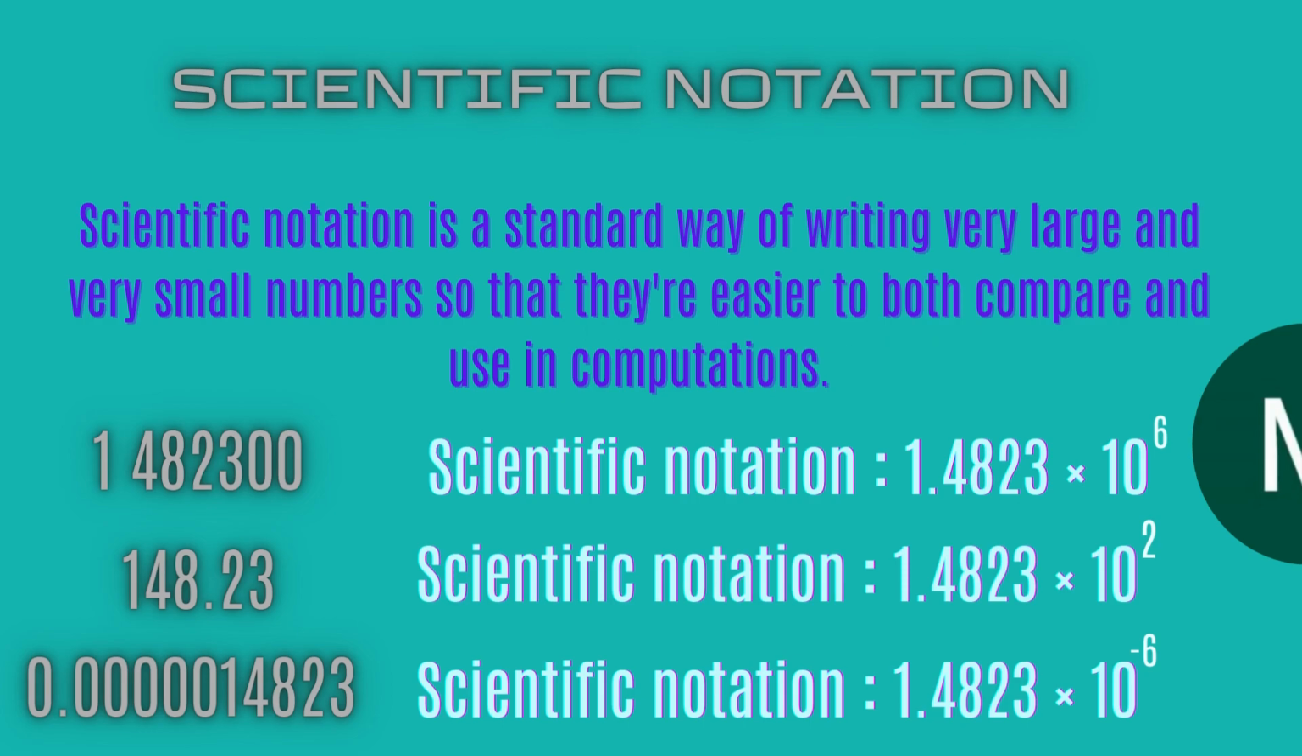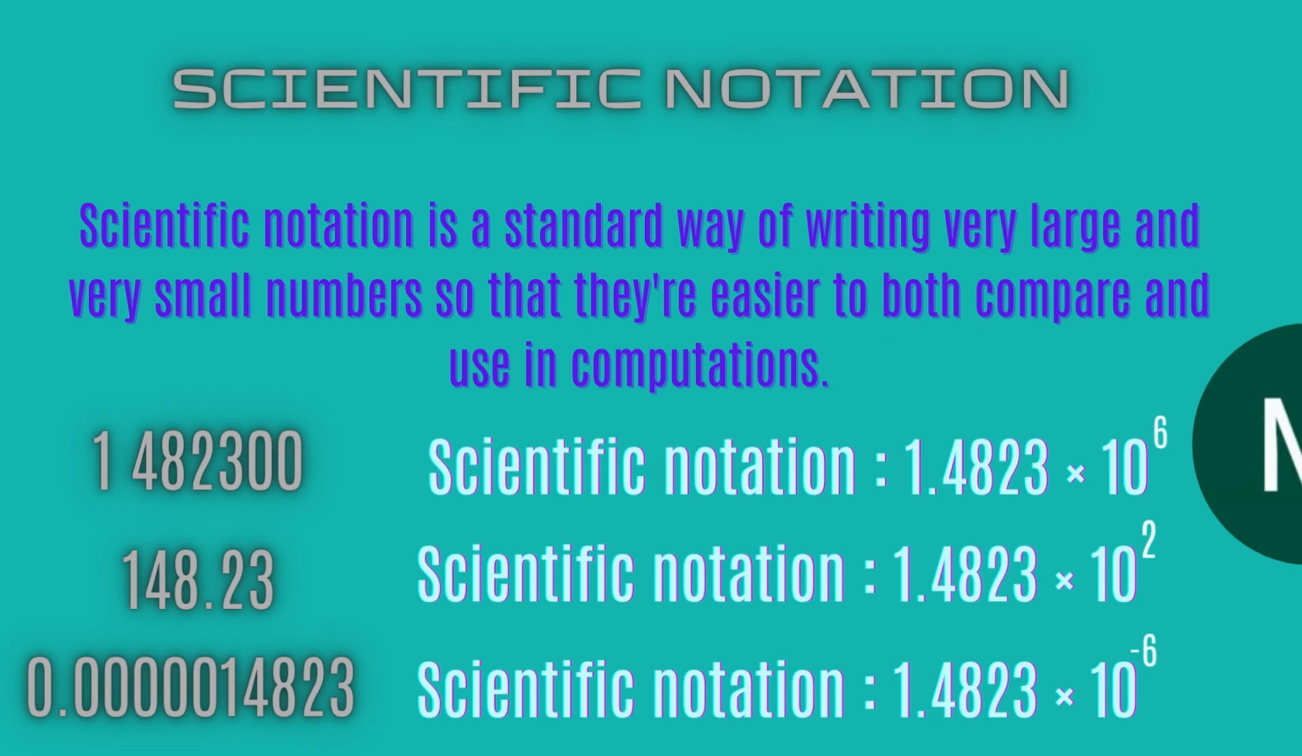So in this case, 148.23. So scientific notation will be 1.4823 times 10 to the power of 2. Why power of 2? Because we moved 2 places.